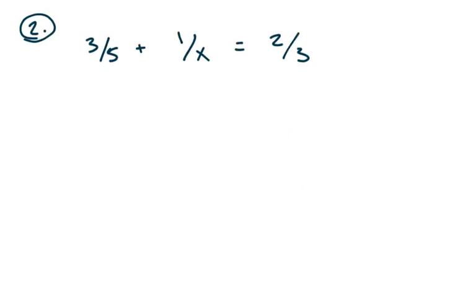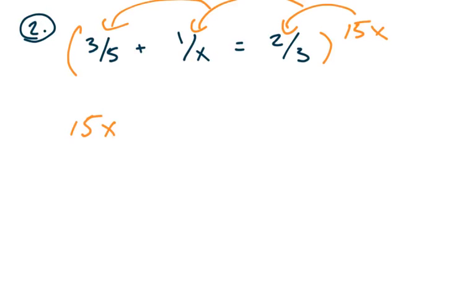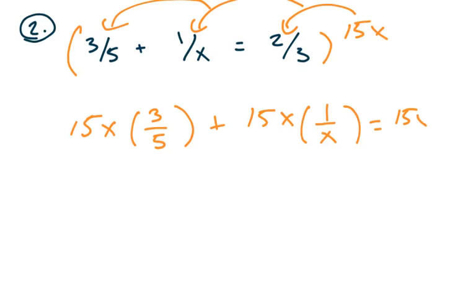Let's take another look. So here we have an interesting situation because we have the denominators to be 5x and 3. So what I'm going to do is multiply by 15x, distribute 15x into every part of the equation, every term, and this will give me 15x times 3/5 plus 15x times 1 over x equals 15x times 2 over 3.